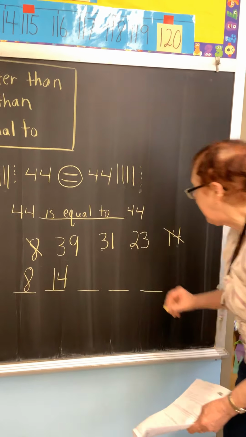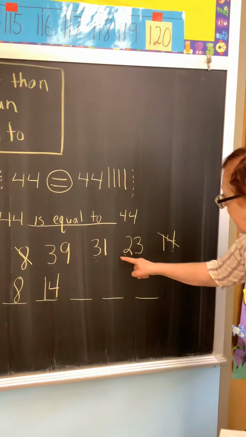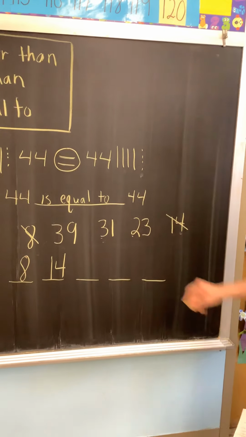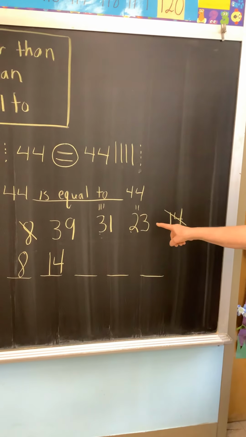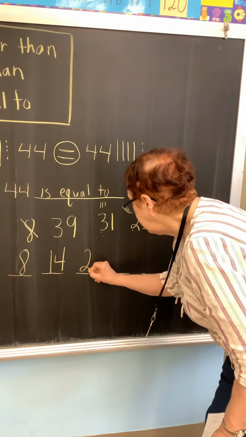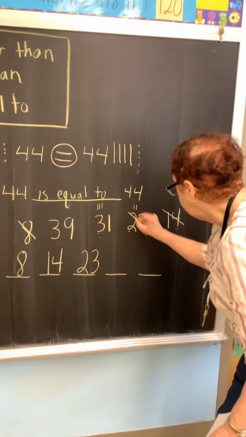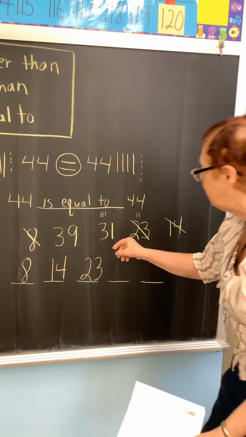3 tens, 2 tens. Which one is less? 3 tens or 2 tens? You should be saying 2. 23. Cross it. Now look, now we got a little problem.